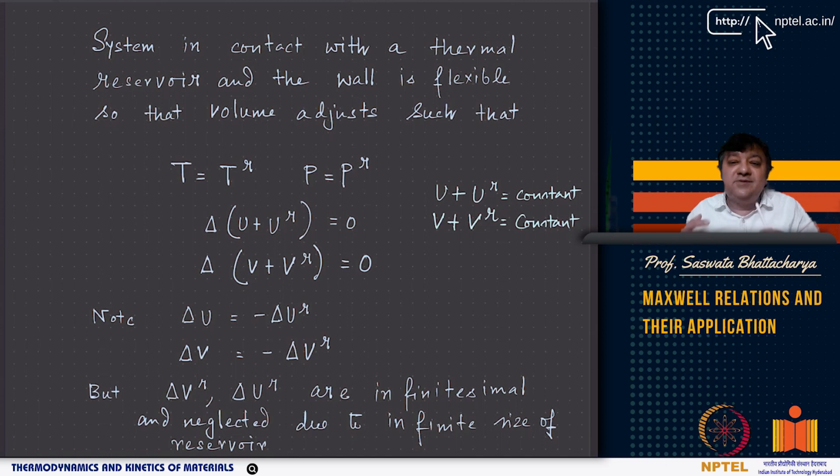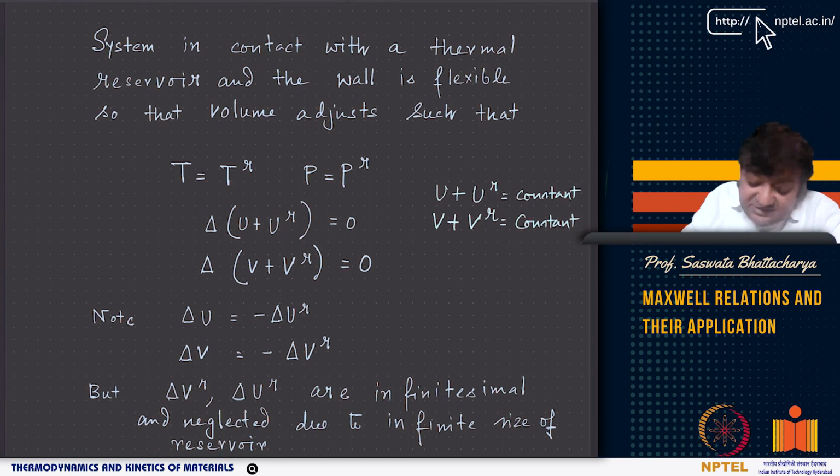So always we assume that the size of the reservoirs is much larger. That means it is almost infinite compared to the size of the system. The reservoir is so huge that it is infinite compared to the size of the system. So in such a case, delta VR and delta UR are going to be, even though, see, if there is a change in internal energy of the system, there is definitely a change in this.